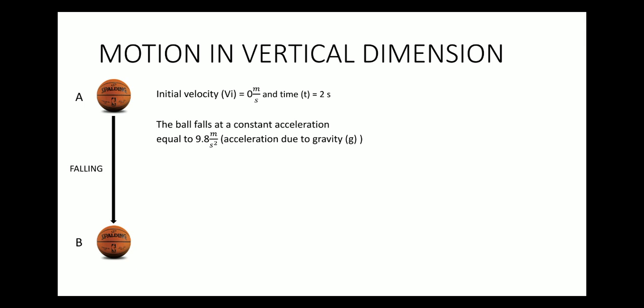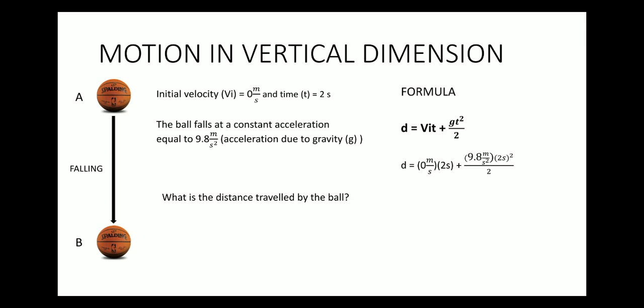Take note that every object that is falling has a constant acceleration due to gravity, which is equal to 9.8 meters per second squared. Now, what is the distance traveled by the ball? In this case, we can use the same formula, but the difference is we're going to change a to g. Substituting the values, 0 times 2 plus 9.8 times 2 squared over 2.